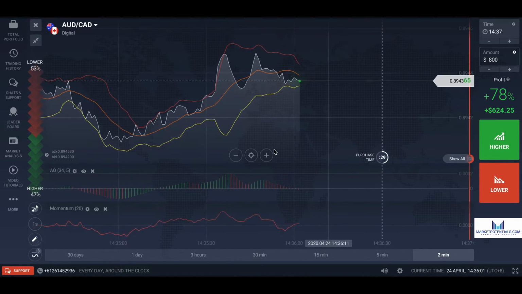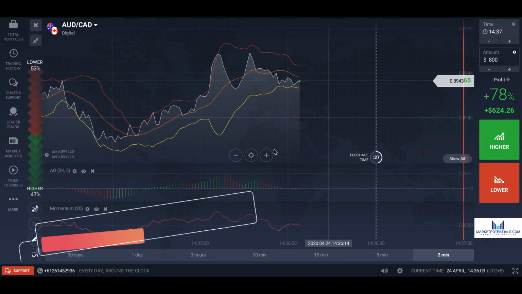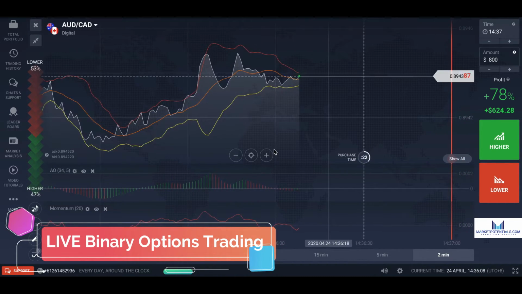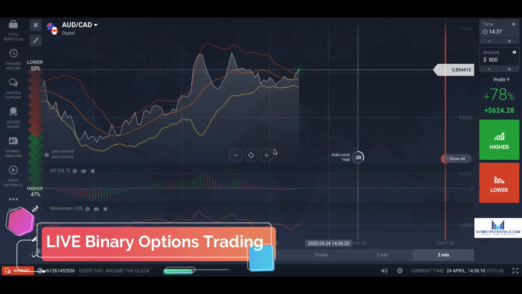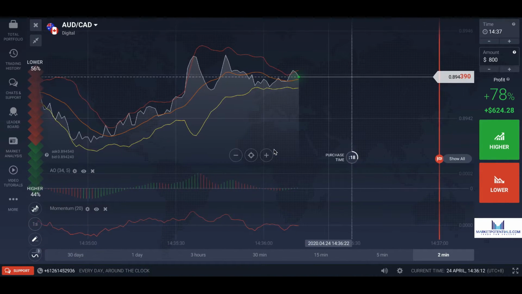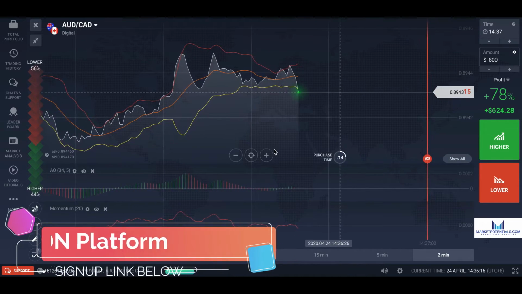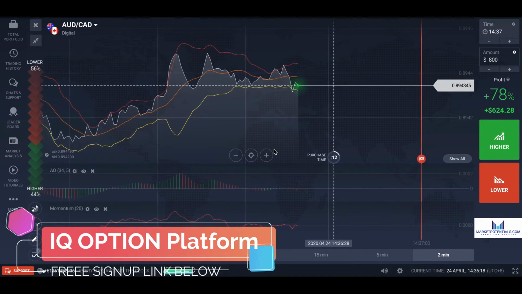If you're entirely new to binary options and you're wondering what you are looking at, you're actually looking at my live trading account. This is a binary option trading account, and I use the IQ Option platform, which is one of the most reputable and most popular platforms in binary option trading.